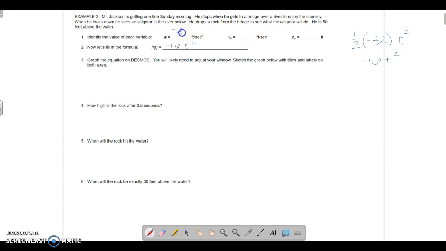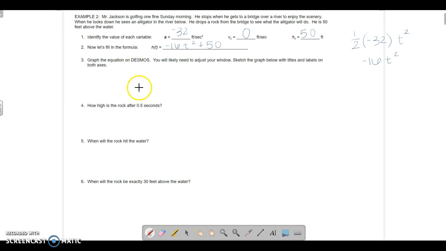Oh, I guess I should have put the negative 32 in here. The initial velocity, because this rock is dropped, there is no initial velocity. So it's actually going to be 0 there. And then the initial height, he is 50 feet above the water, so 50 will be our initial height. So we could say plus 0t, but since there's 0 of them, we don't really have to include them as part of the equation. So I'm just going to write the end part, the plus 50.